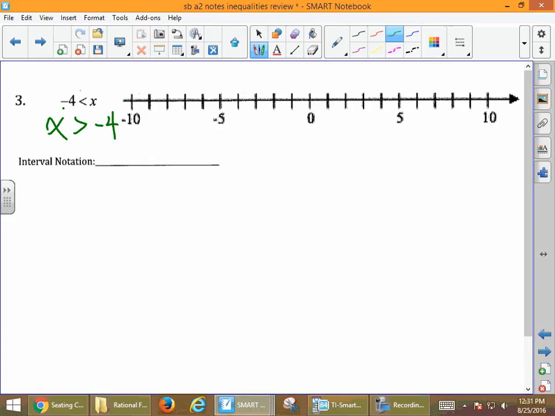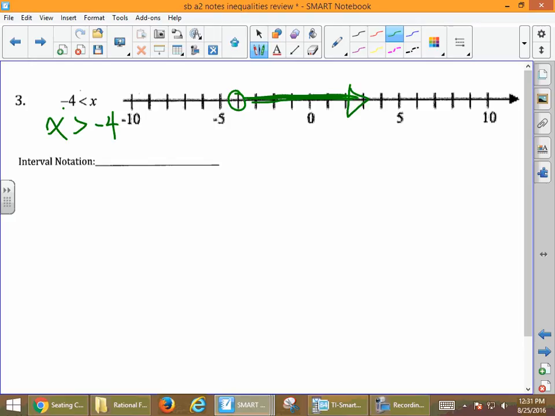When we graph it, we're going to put an open circle on the negative 4, and we're going to go to the values that are bigger. But again, the best way to do that is to write the letter on the left.